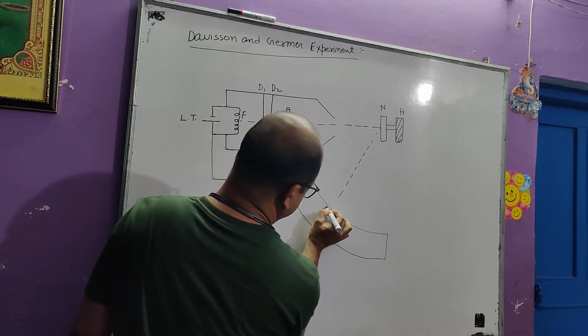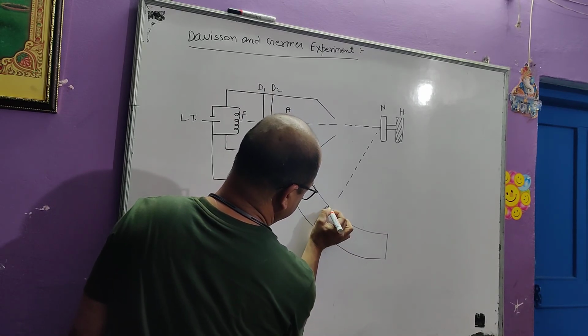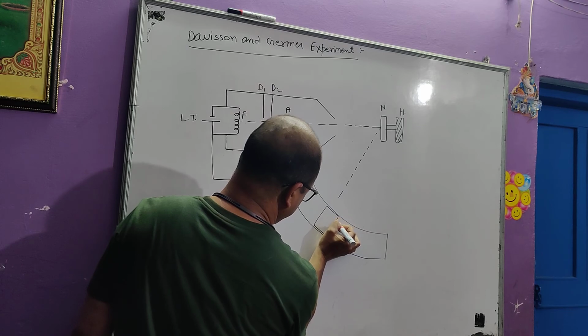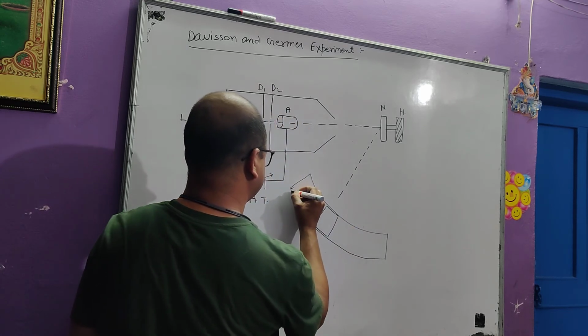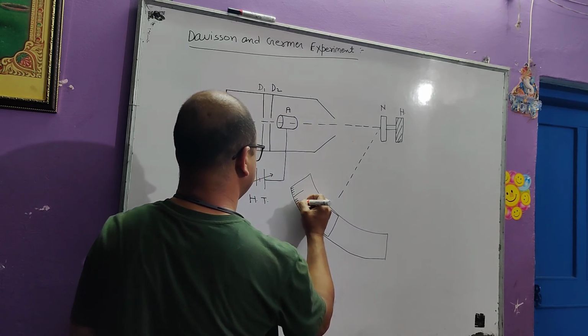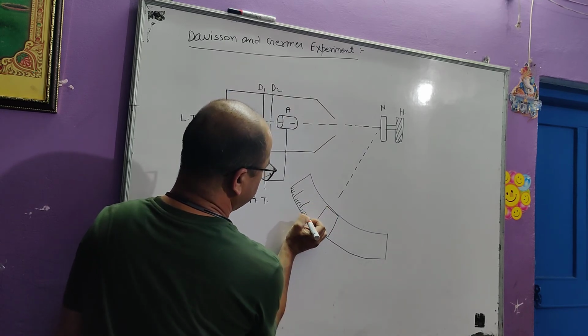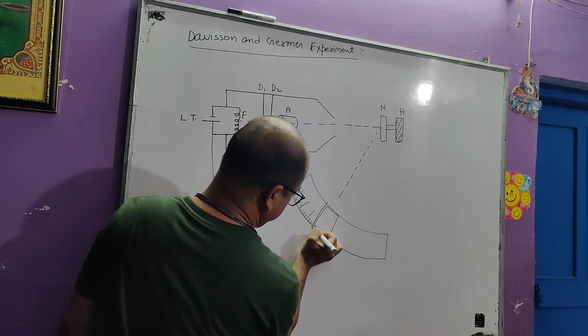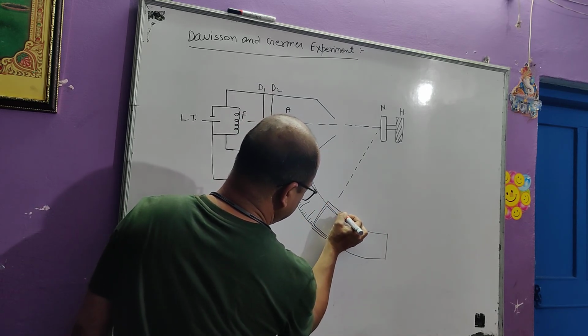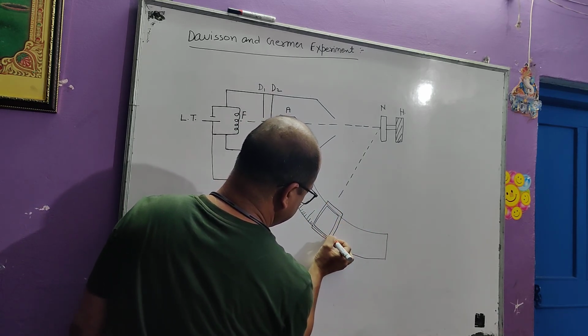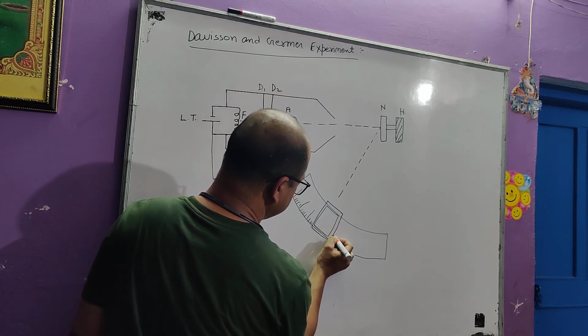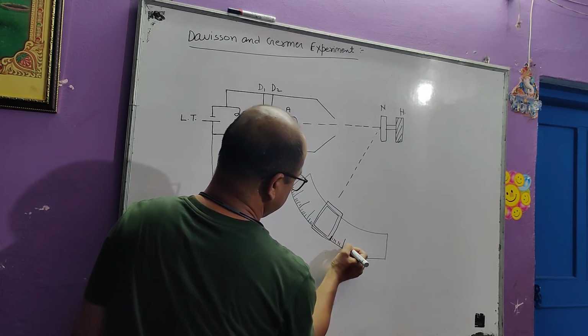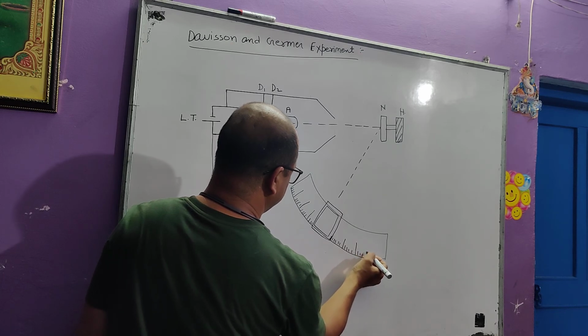A Faraday collector, which is placed over the graduated circular scale, collects the electron beam. This is the Faraday collector which collects the scattered electron beam.